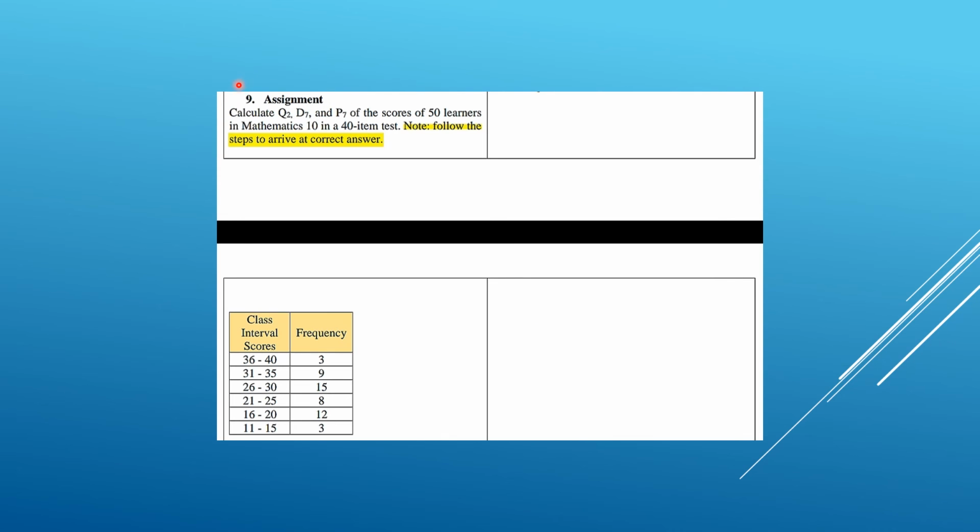Lastly, on the assignment section, applying the knowledge and learning they have acquired, the students will try to calculate for the given quartile, decile, and percentile of the scores of 50 learners in Mathematics 10 in a 40-item test. So given the class interval scores and the frequency, they will solve it by themselves at home.